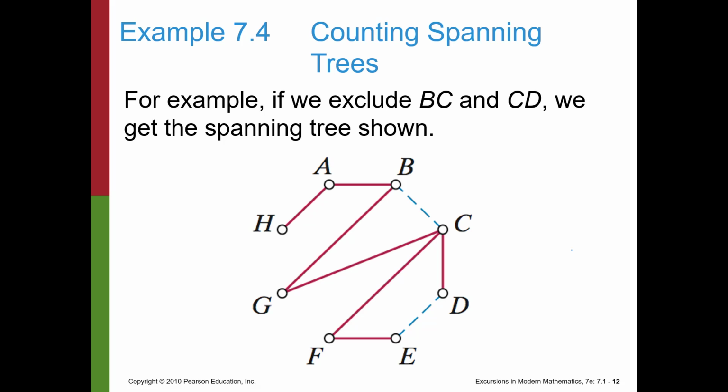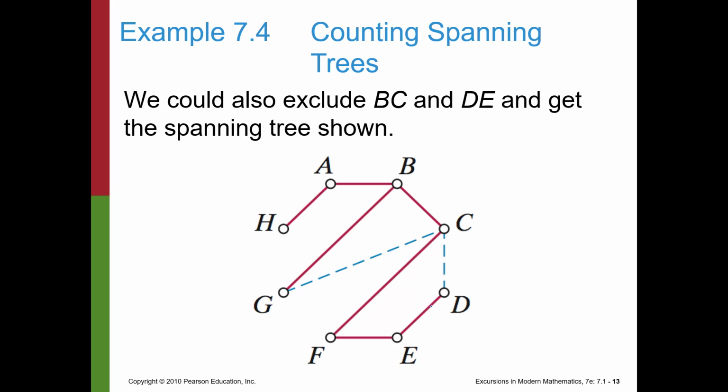For example, if we exclude B, C, and C, D, we get the spanning tree shown, right? So one way of doing that is to bust up this circuit here by taking out B, C, and bust up this circuit here by taking out E, D. We could also exclude B, C, and D, E to get the spanning tree shown. We could also exclude B, C, and DE.